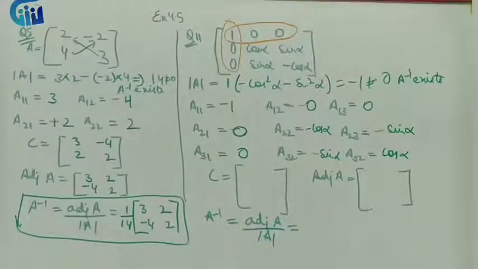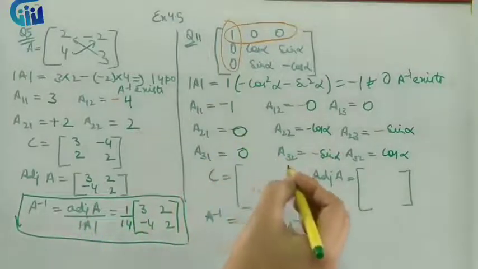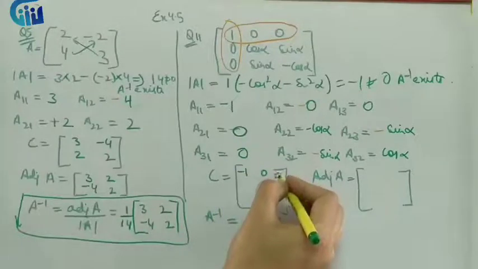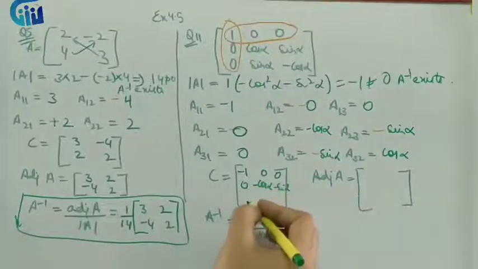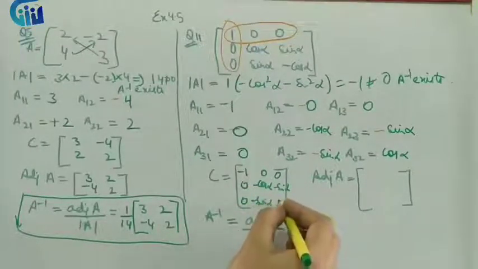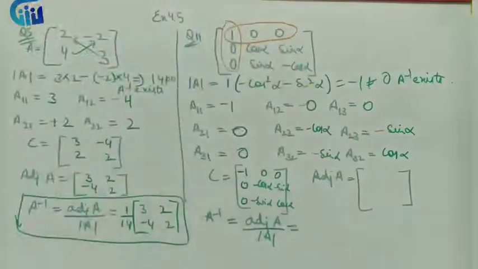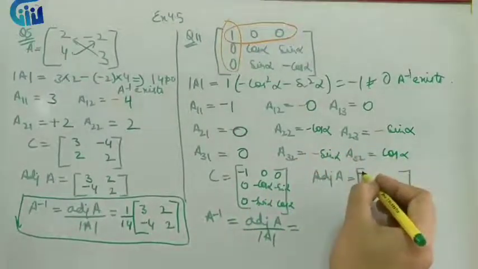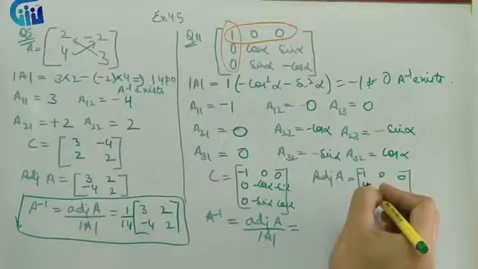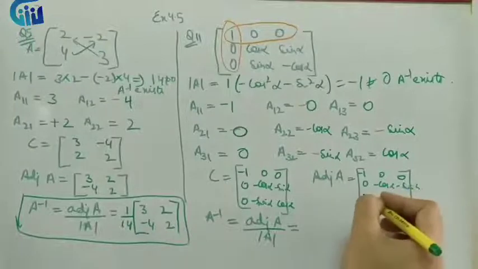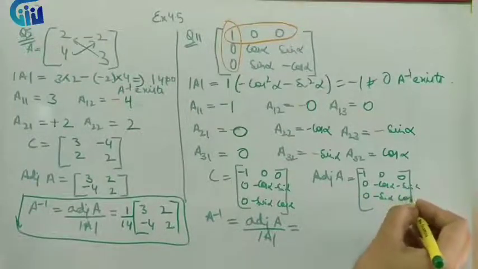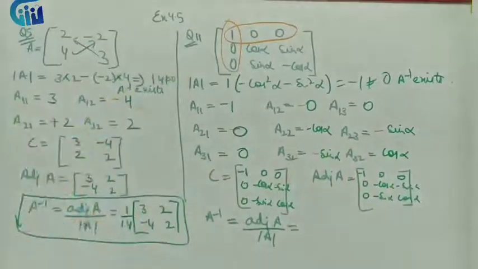Now I'll put it in the form of a matrix. So all the cofactors will go in the form of a matrix like this. Let's quickly put it up. So this is minus 1, 0, 0, 0, minus cos alpha, minus sine alpha, 0, minus sine alpha, and cos alpha. Now adjoint is what? Adjoint is the transpose of this particular matrix. So I will write the transpose as minus 1, 0, 0. This will be 0. This is minus cos alpha, minus sine alpha. This is 0, minus sine alpha, cos alpha. I'll write columns as rows, so it will change.